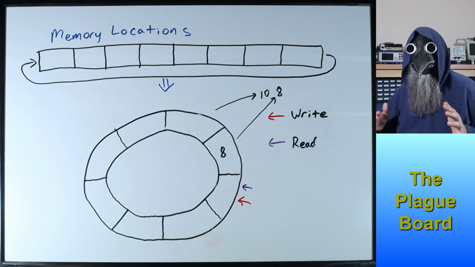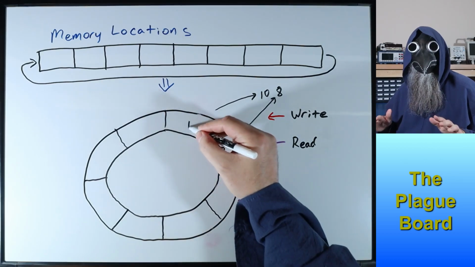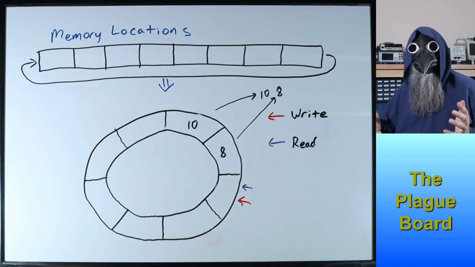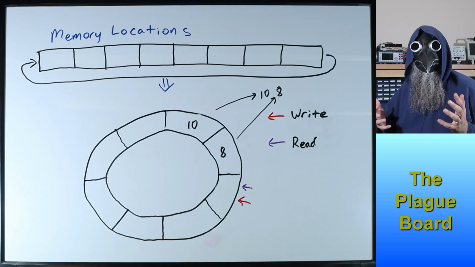Now, we don't actually need to erase any data from the buffer when we read it. It can just stay there. It'll be overwritten the next time data is stored to that location. So this is how a circular buffer works. Now we just need to implement it in code.